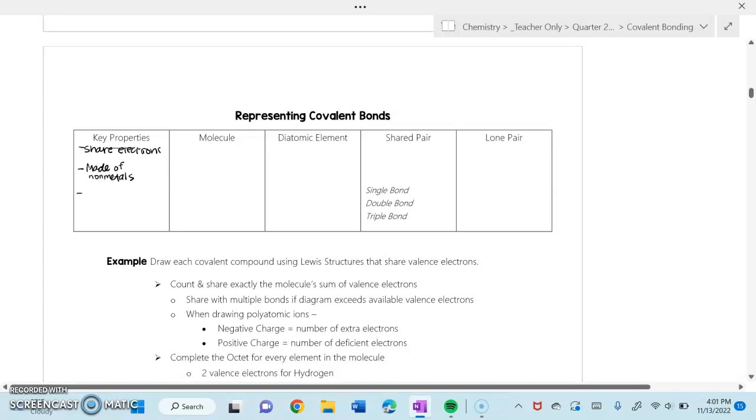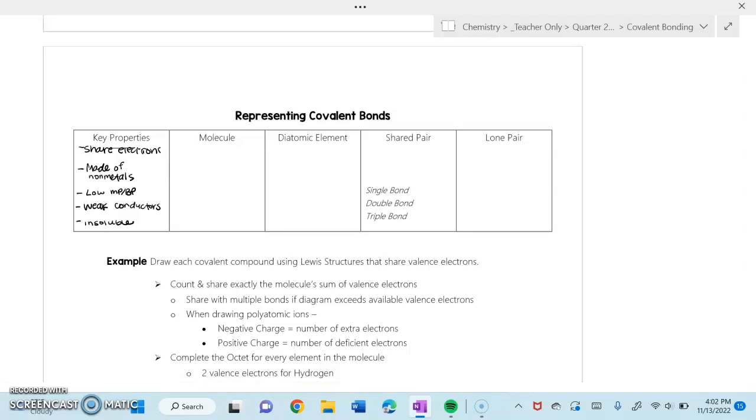And then in terms of their compound properties, they have generally low melting points and boiling points, and weak or poor conductors, and insoluble or weakly soluble. We'll generally say they're insoluble. Those are key properties of covalent compounds.